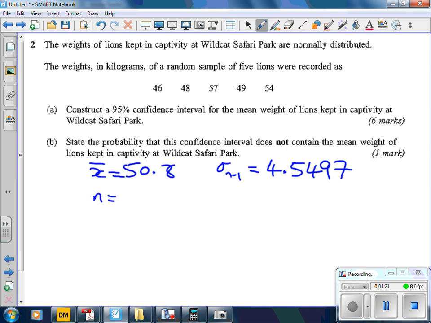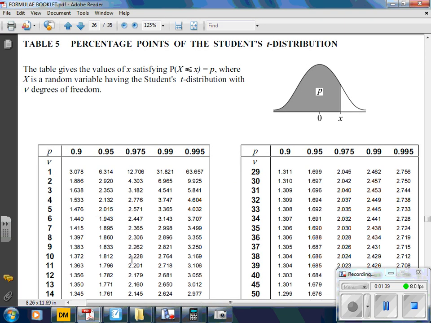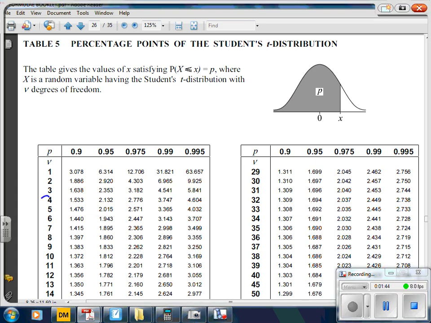Right, well n is 5. We can do that, just counting 1, 2, 3, 4, 5. And we also need a t value. Now I'm looking at t values because I'm using the estimator for the variance here. So bringing up my t tables, here they are, and the value I'm looking at here for 4 degrees of freedom, 5 take away 1, is this 2.776 value here, 2.776.